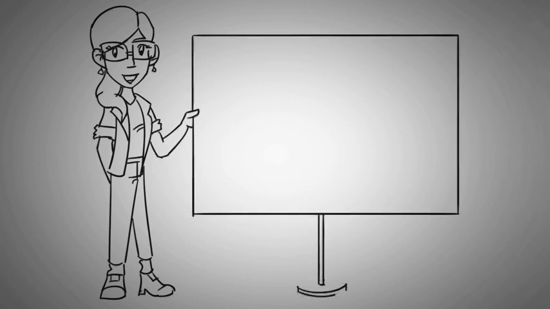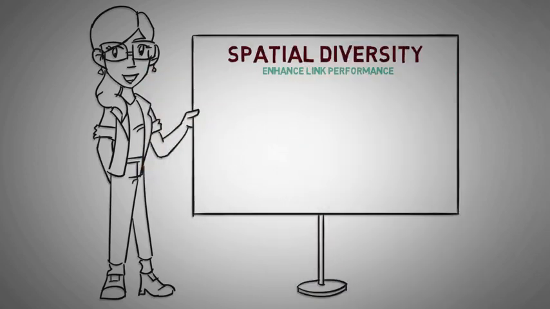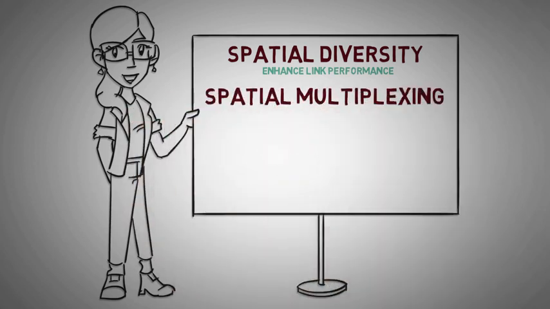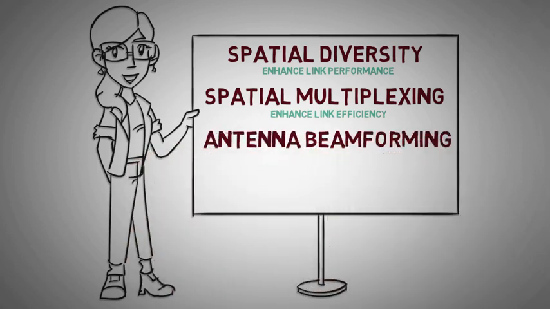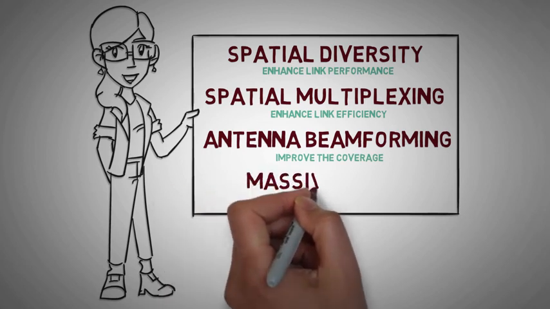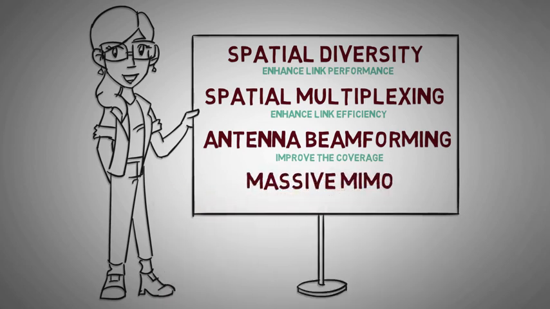Today we will discuss how link performance is enhanced using spatial diversity. We will also discuss how spatial multiplexing is used in MIMO to enhance link efficiency. And finally, we will discuss some futuristic technologies, such as antenna beamforming, which will dynamically serve the user to improve the coverage, and massive MIMO, which has the potential to increase the link capacity several fold.